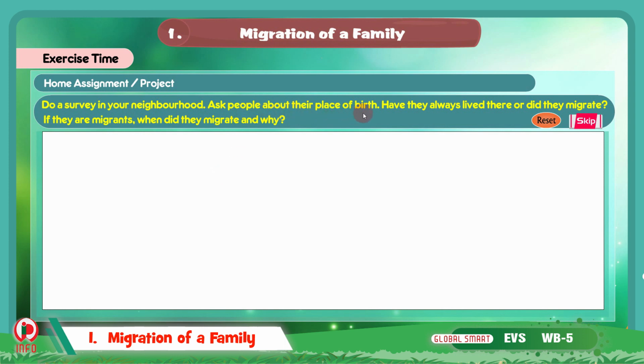Where were they born? Next, did they live here or are they migrants? Did they migrate from some other place? If they are migrants, when did they migrate, meaning when did they come to this place, and why? You have to ask these questions to the neighborhood people, prepare the data and write it in the workbook on page number 4.